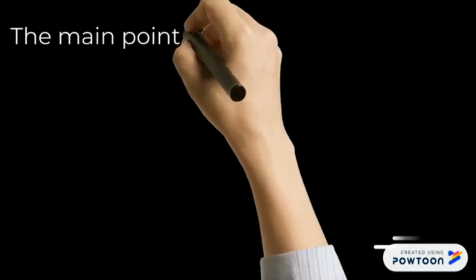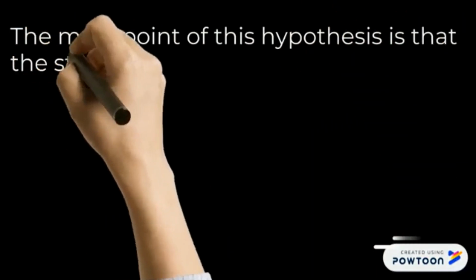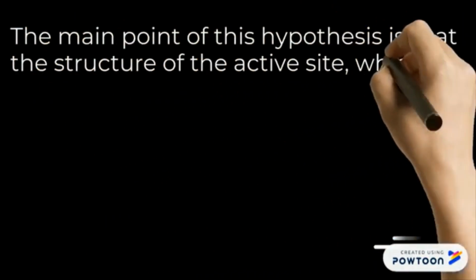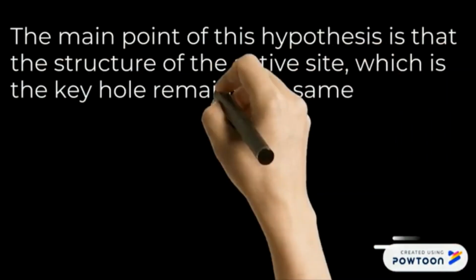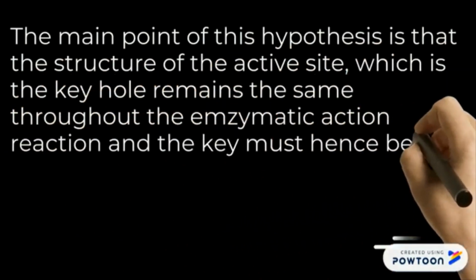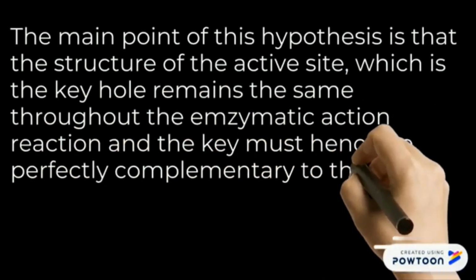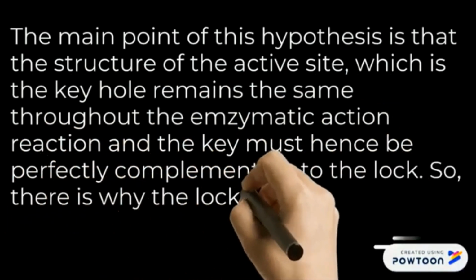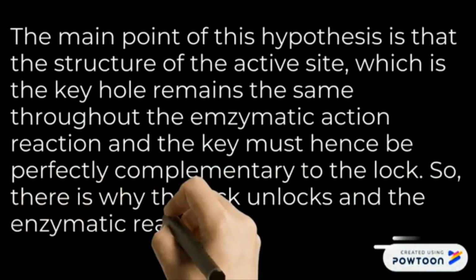The main point of this hypothesis is that the structure of the active site, which is the keyhole, remains the same throughout the enzymatic reaction, and the key must hence be perfectly complementary to the lock. So that is why the lock unlocks and the enzymatic reaction happens.